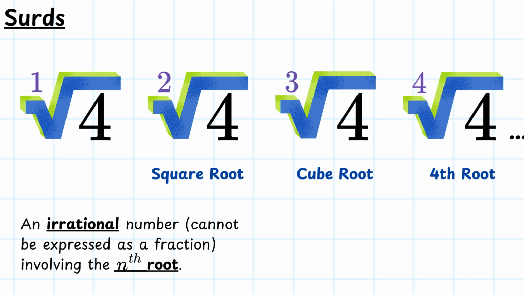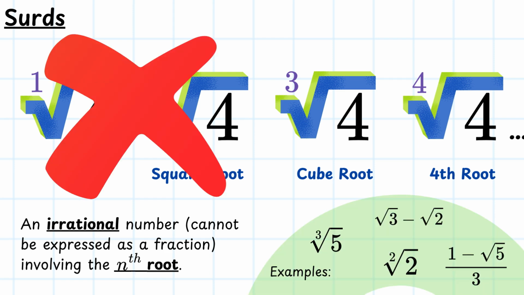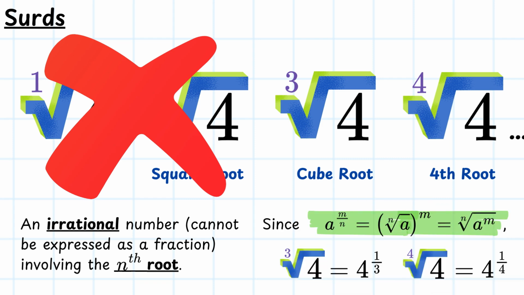Now, let's define a surd properly. A surd is an irrational number that involves an nth root. Since these numbers cannot be expressed as fractions, using the radical symbol allows us to represent them without writing out their endless decimal forms. Because 4 and 2 are rational, they are not considered surds. However, expressions like the square root of 2 or the cube root of 5 are surds. The order of the root doesn't affect whether a number is a surd, nor do mathematical operations like addition or multiplication.